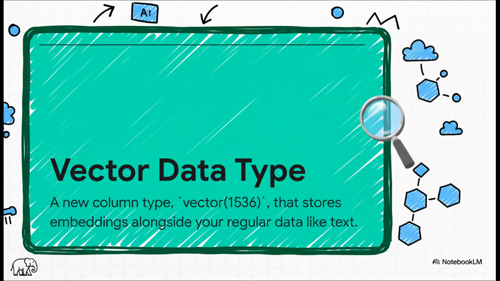First things first, pgvector gives you a brand new data type. Just like you have text or integer or timestamp, you now have vector. And you can add a column with this type to any of your tables. You just tell it the dimensions to match your AI model, say 1536 for OpenAI's embeddings, and boom, your vectors are now sitting right next to your user IDs, your product descriptions, all your normal data.